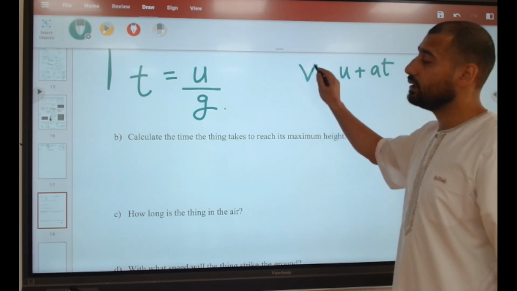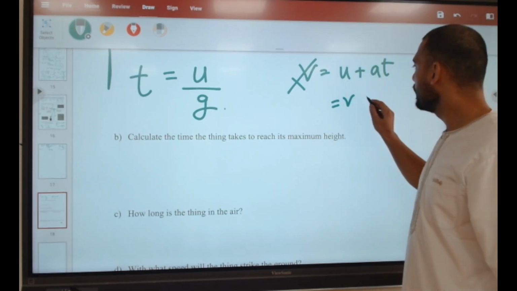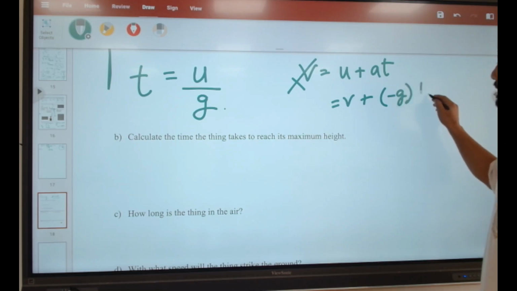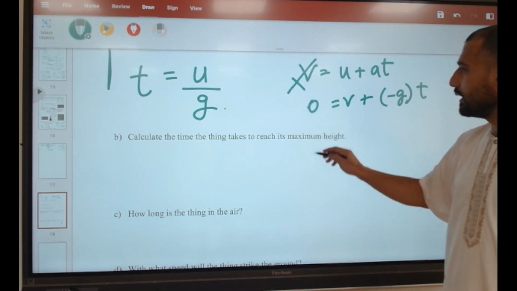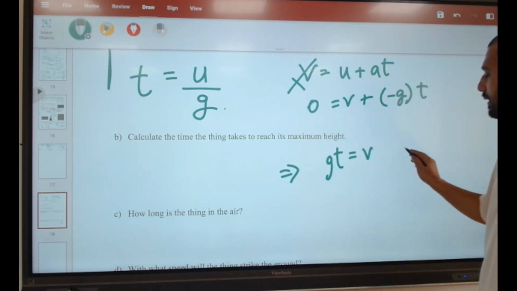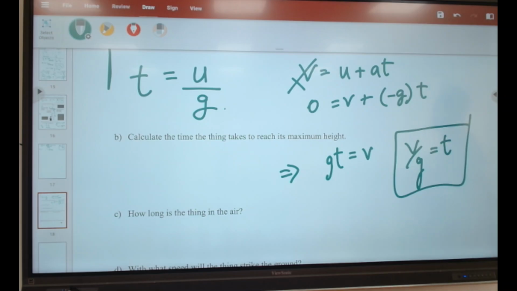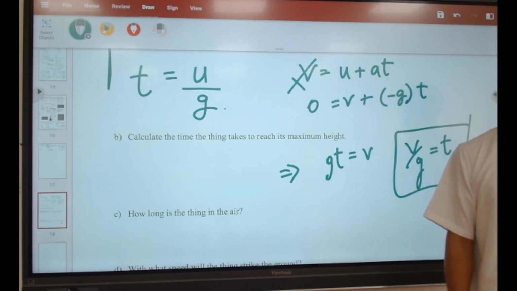So what is the final velocity? What is the initial velocity? V in the previous question, right? So plus, what is acceleration? Negative G, isn't it? Is equal to time. Fine. So this will shift, which implies GT is equal to V, and therefore V upon G will give you the time. Is that clear? We did it with the help of equations, but you had already understood it by the concept. Clear? Any doubt?